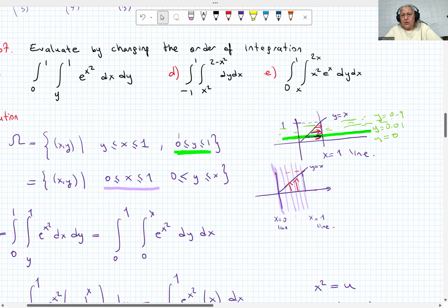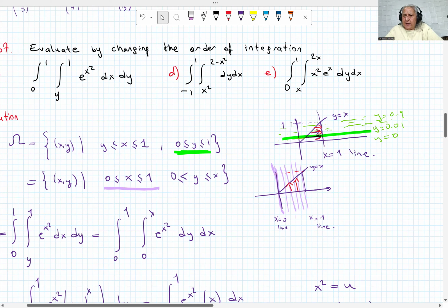y is equal to 0 is this line, actually. And then y is equal to 1 is this line. So y is a constant. And then the reading says that first you will hit the lower boundary of the curve, y is equal to x. So this is the lower bound, and x is equal to 1 is the upper bound. So from here to here, here to here, here to here.